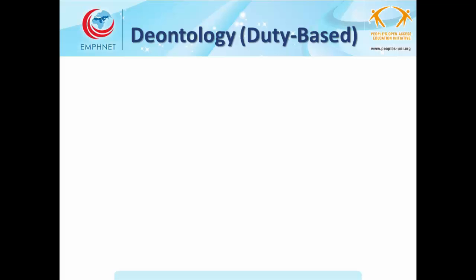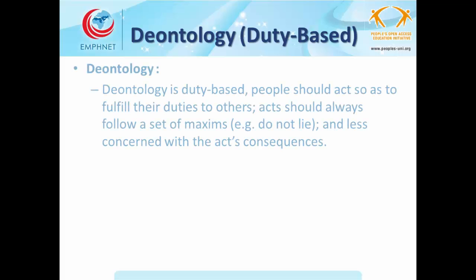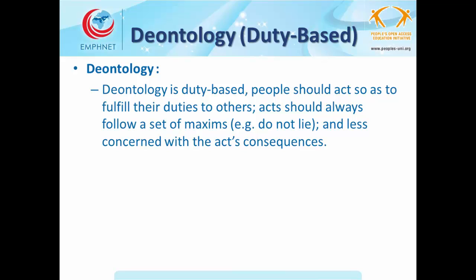The first school is known as deontology. Deontology is called the duty-based ethical school. That's to say, people should act so as to fulfill their duties towards others. The acts should always follow a set of maxims. For example, if we agree among ourselves that the moral, ethical thing is not to lie, then all of us should agree that we should not lie. No one should have any exceptions from this maxim or this rule.